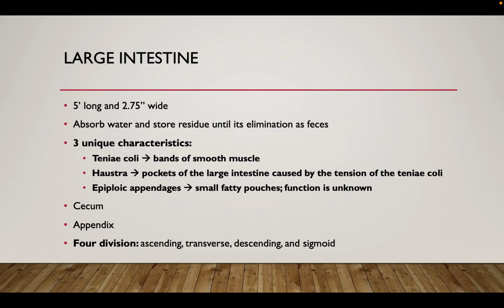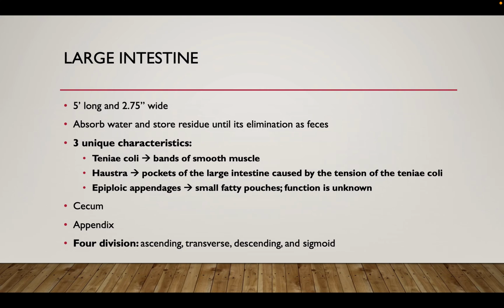And then lastly, you have these little fatty pouches that extend off of the large intestine, known as epiploic appendages. Their function is not entirely known. They may just serve as an additional location for some adipose tissue to be stored. We'll be able to see them as a small appendage hanging off the large intestine.